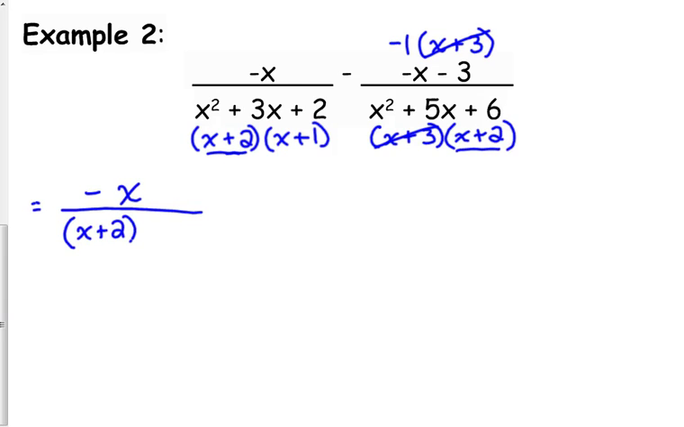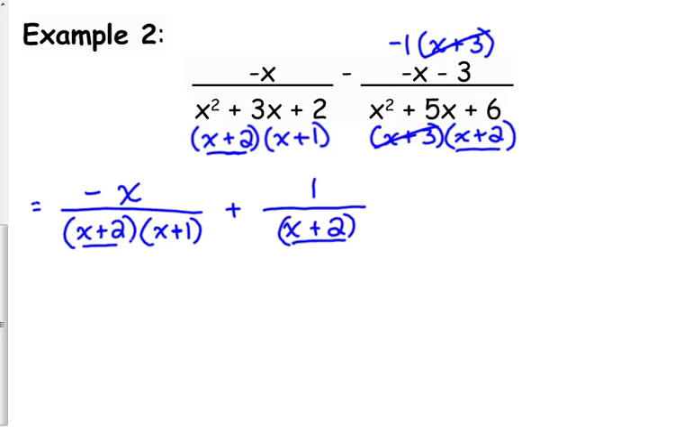So I've got negative x over x plus 2 times x plus 1. Now, I'm subtracting negative 1. Subtracting a negative is really the same as adding a positive. So I'm going to make my life a little bit easier there, too. Okay, subtracting that negative 1 is the same as adding positive 1, so just made life a little bit easier. Okay, so they still have x plus 2 in common.